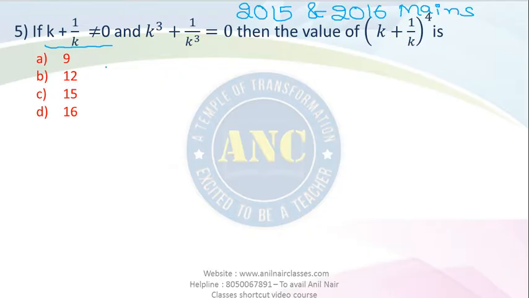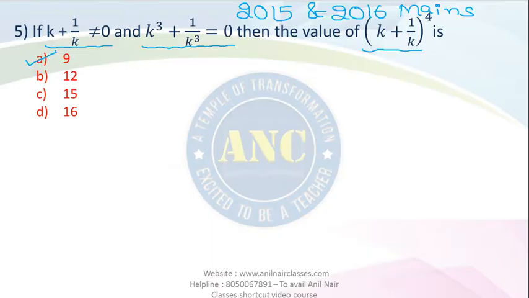Now see here. Moving further, the next part given in the question is that k cube plus 1 by k cube value is 0. Find the value of k plus 1 by k whole power 4. Now, looking into the question itself, within a second you can say that the answer for this question is 9. Sir, how is it 9? You are very fast, you are solving it as 9. But I want my students also to solve it as 9 within seconds.